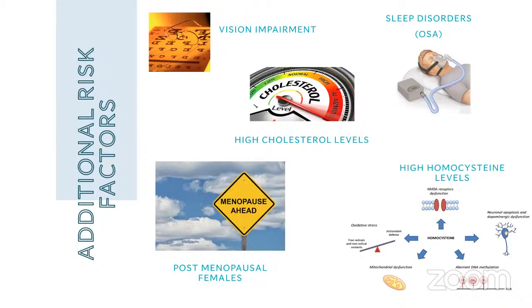So high level of homocysteine causes NMDA receptor dysfunction, which affects the function of the brain, and which can lead to neuronal apoptosis and loss of the dopaminergic neurons. And also it causes aberrant DNA methylation and mitochondrial dysfunction. And also high level of homocysteine favors oxidative stress, which can lead to free radicals and non-radical oxidants that can lead to injury to the brain.